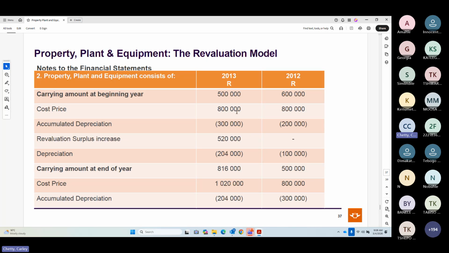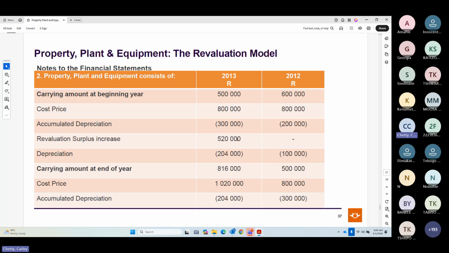So the cost price is 800,000, and that is taken from the closing balance from 2012. So it becomes the opening balance at the beginning of 2013. And then we have the accumulated depreciation. The closing balance was 300,000, and this now becomes the opening balance. So cost of 800,000 minus the accumulated depreciation of 300,000 will give us a carrying amount at the beginning of the year of 500,000.